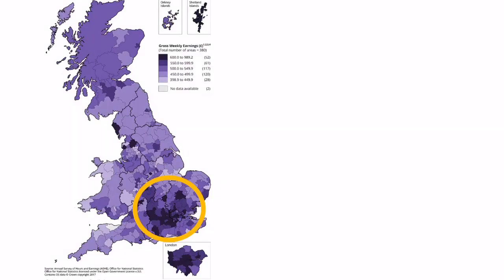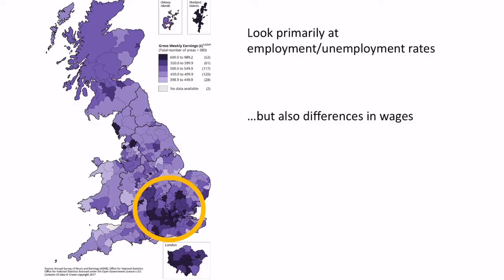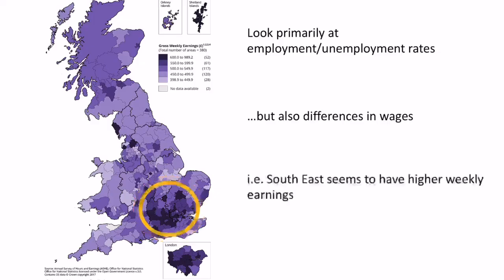The last really category to consider is employment, and we could look most obviously at employment and unemployment rates, but also we would look at differences in wages. So you might have a country that's got a high employment rate, but differences rapidly between wages. I've got a map of the UK here, which has weekly earnings. The darker areas are the higher earnings and the lighter areas are the lower earnings. And we can see that the southeast has a lot of those darker areas, so much higher weekly earnings.